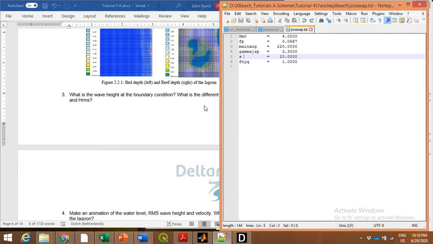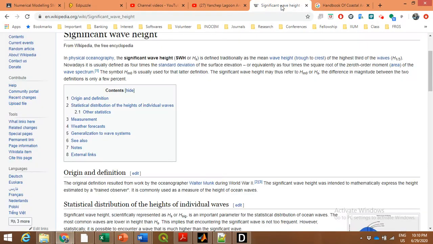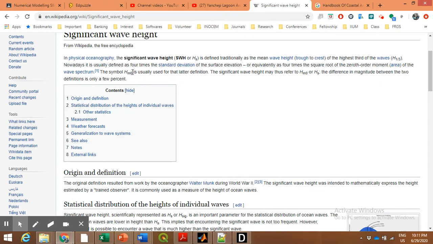Okay, so some of you might be wondering what is the difference between the significant wave height and this wave height, the average wave height, and also the root mean square. So you can Google it. I'm sure everyone knows how to Google. Significant wave height was traditionally defined as the mean wave height, trough to crest, of the highest third of the waves. But nowadays it is usually equivalent to 4 times the square root of the zeroth moment of the wave spectrum, which is also equal to Hm0. So the difference in magnitude between the two definitions is only a few percent. The significant wave height may thus refer to Hm0 or Hs, no matter, it's okay.